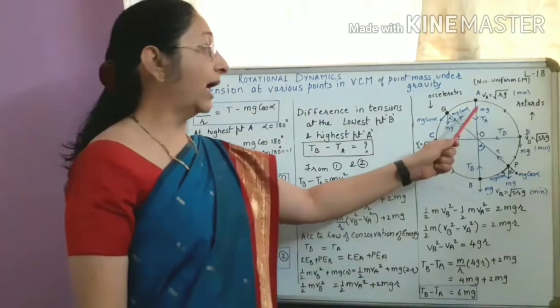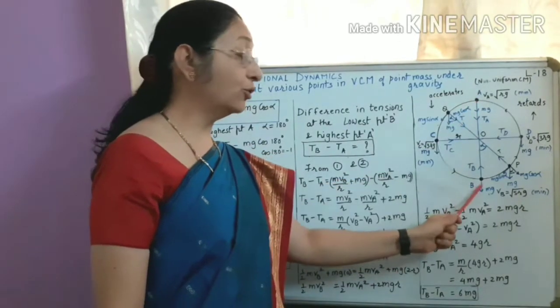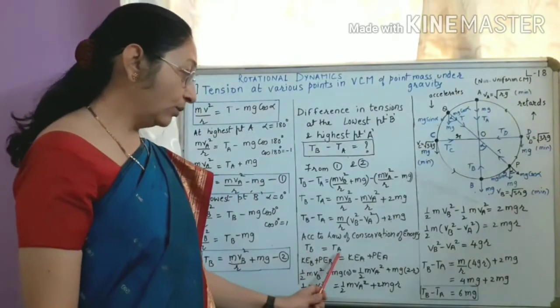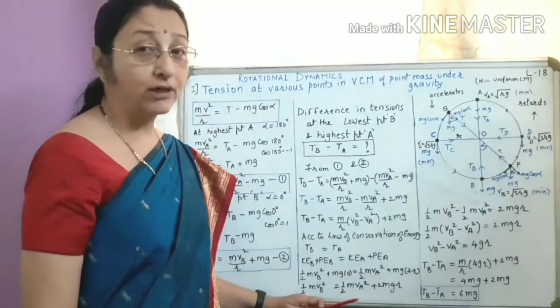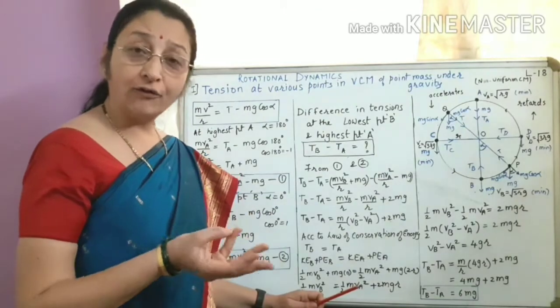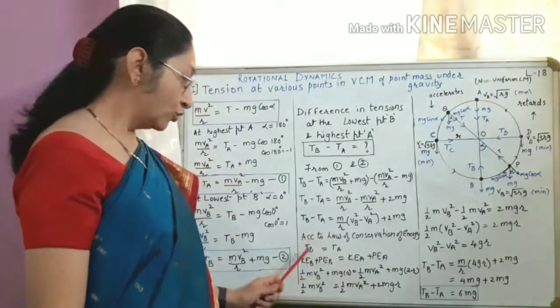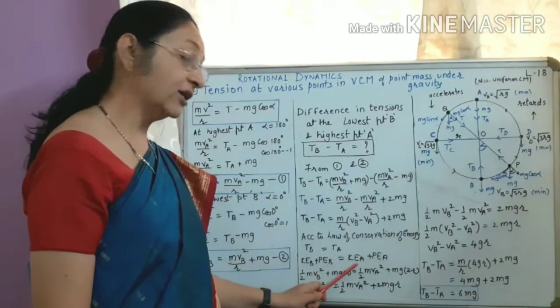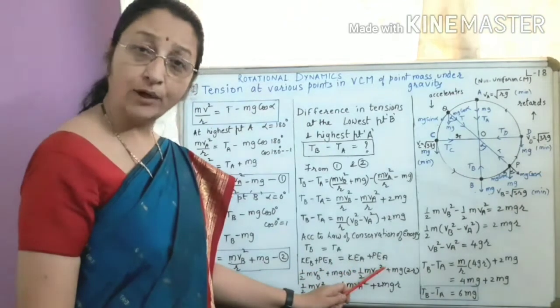Hence, we know that the total energy at point A is equal to the total energy at point B. So total energy at point B equals total energy at point A. But what is total energy? It is the addition of kinetic and potential energy. So kinetic energy at point B plus potential energy at point B is equal to kinetic energy at point A plus potential energy at point A.